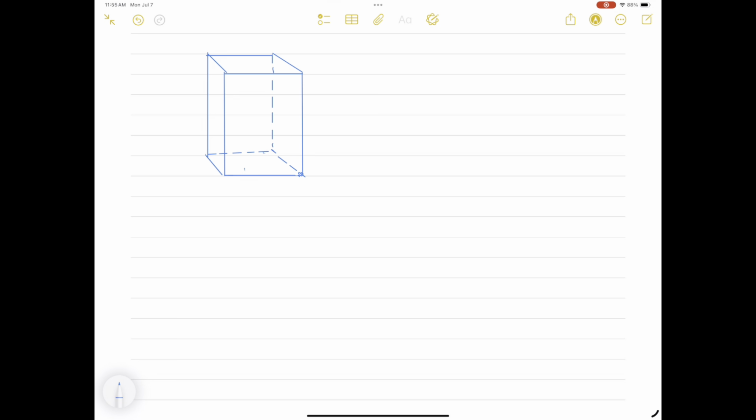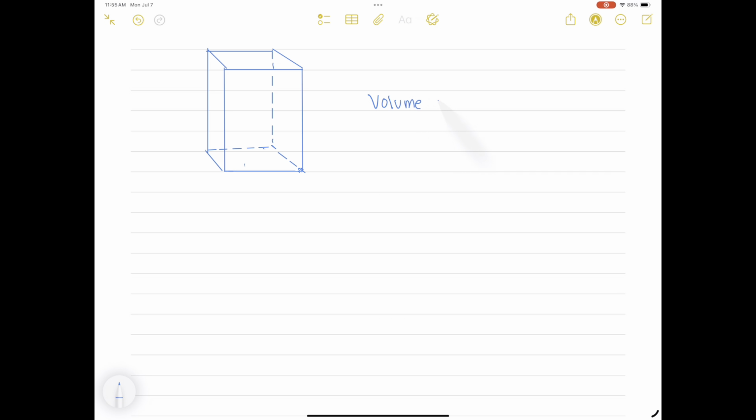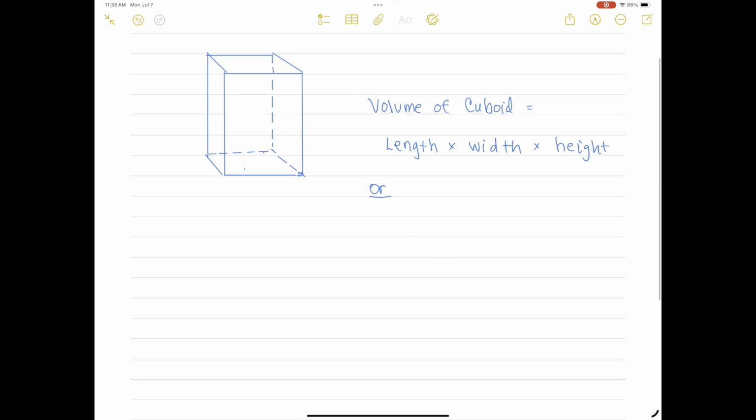So just to reiterate, the volume of a cuboid is length times width times height. And if you recall, the area of a rectangle is length times width. So you can think of it as the area of the rectangle, or area of the base, times height.